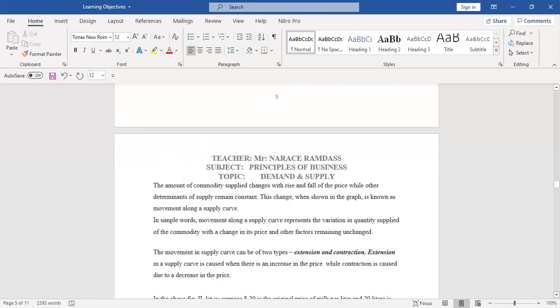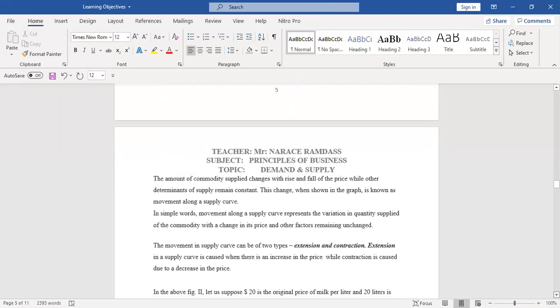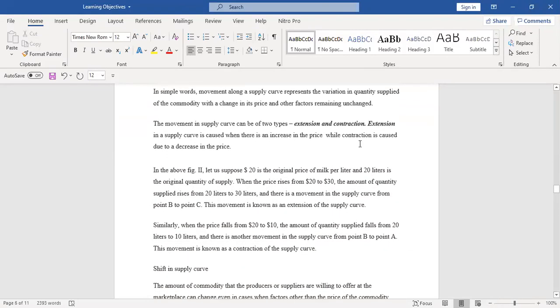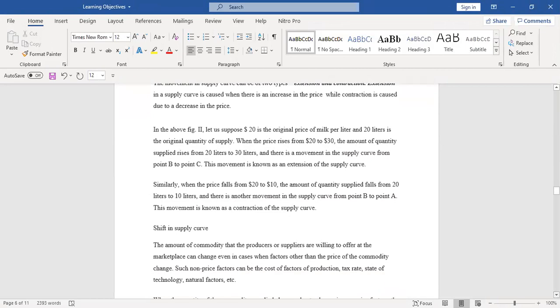We talked about movements along the supply curve, right? The movement can be of two types: an extension, which is caused by a rise in price, and a contraction, which is caused by a fall in price of the good supplied, right?